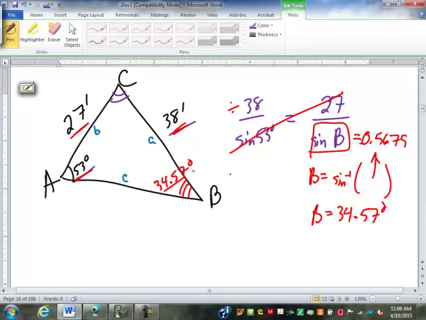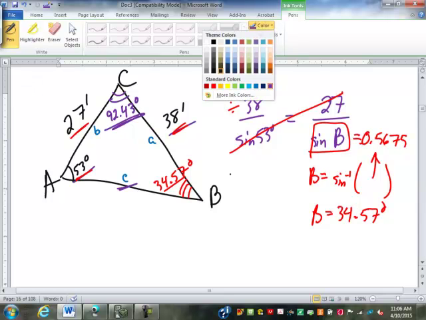Well, 53 and 34.57 make 87.57, which makes this 92.43 degrees. I just subtracted from 180. And now, of course, you can find this length by using the law of sines again. I'm going to trust that you guys can handle that.